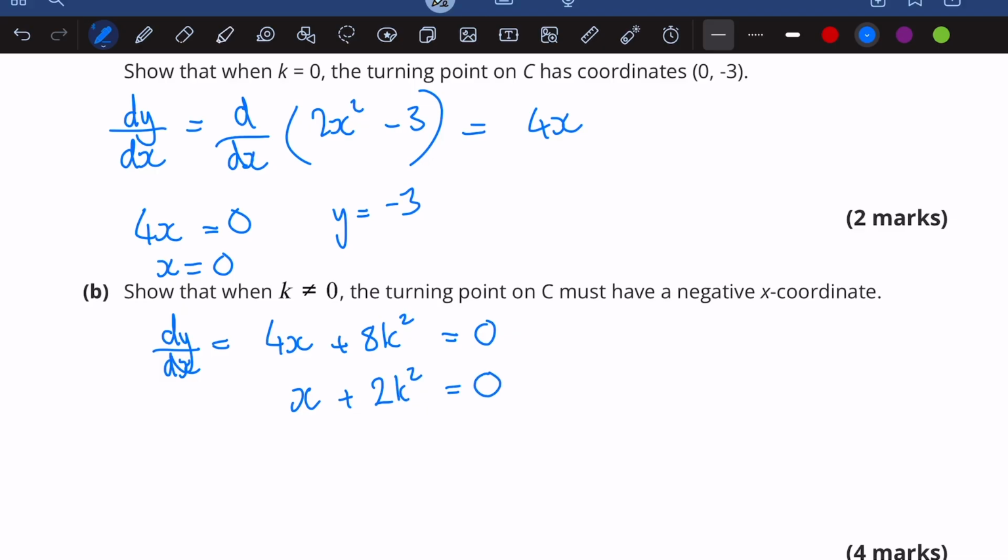There are a few ways to think about this, but probably the easiest one is just to make x the subject and think, okay, well, k squared has to be positive when k is not zero. Whenever you square it, you're going to get a positive, and then you're going to multiply it by -2. So x has always got to be negative because it's the negative of a non-zero square.